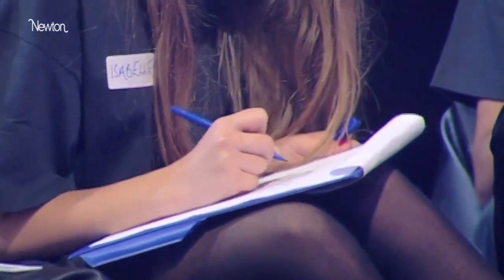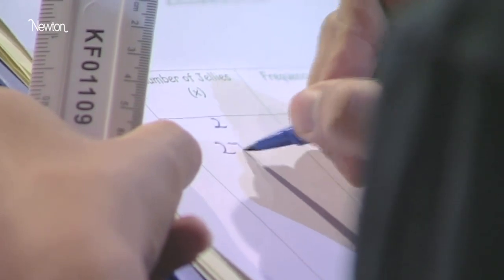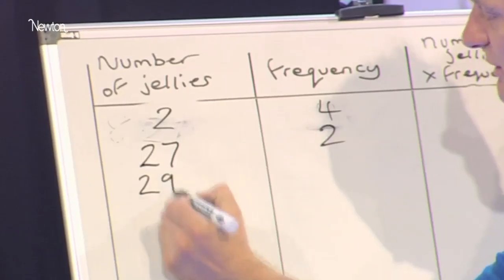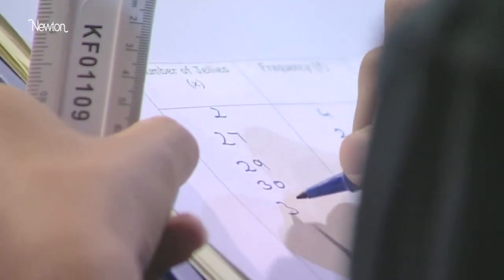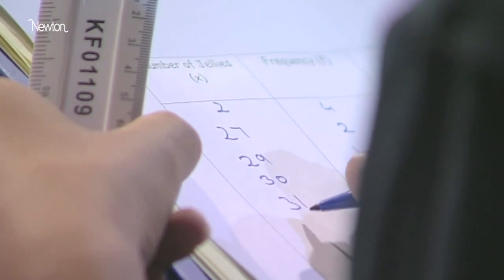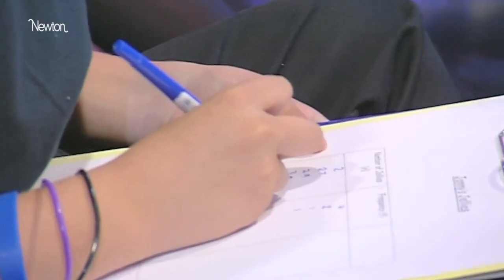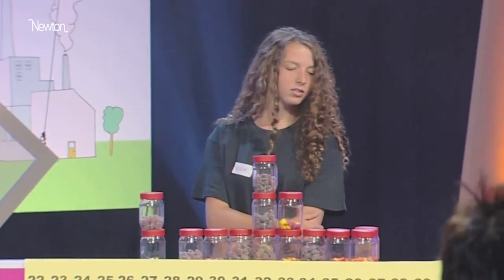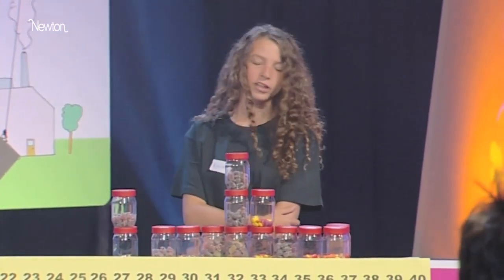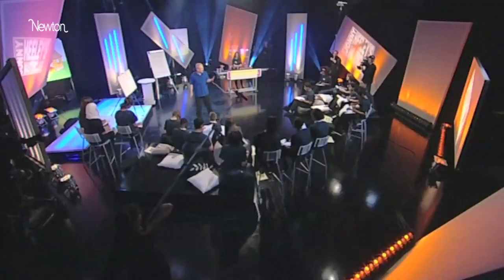OK, so we'll just go through these. Go for it. 27, 2. Yep. 29, 1. 31, 1. 32, 3. Yep. 33, 3. 34, 1. 35, 1. And 36, 3. We've worked out what's happened. Samuel sussed it out. 4 of the 30s have gone.